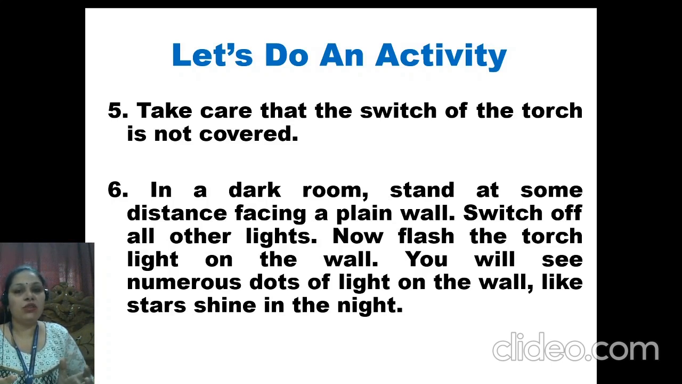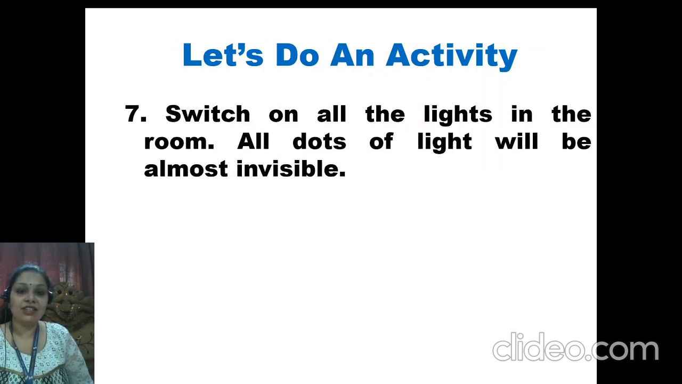It will just look like the night is there and the stars are shining. Yes, a nice activity for you. Switch on all the lights in the room. All the dots of the light will be almost invisible. When you switch on the light of the room, you will find that all the dots of the light will almost be invisible.